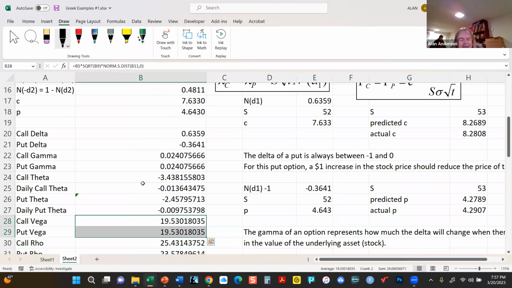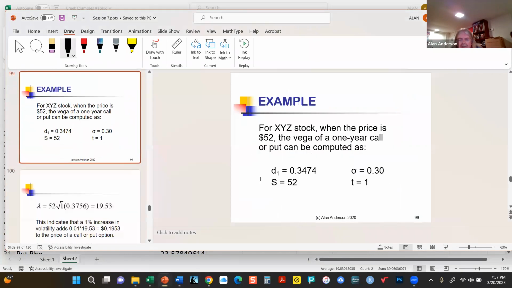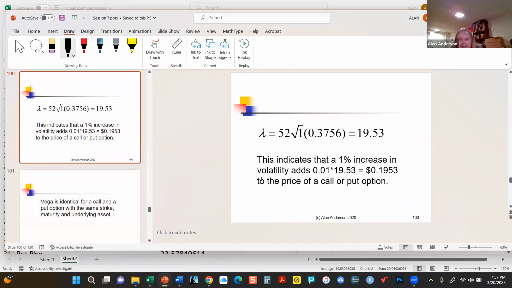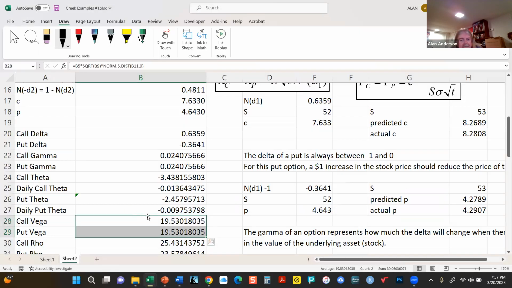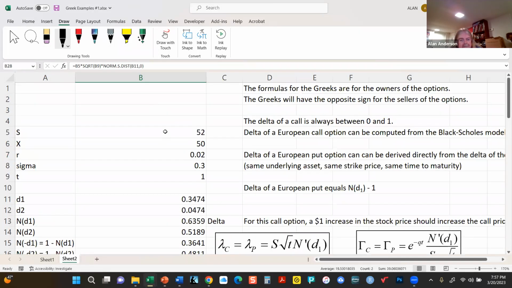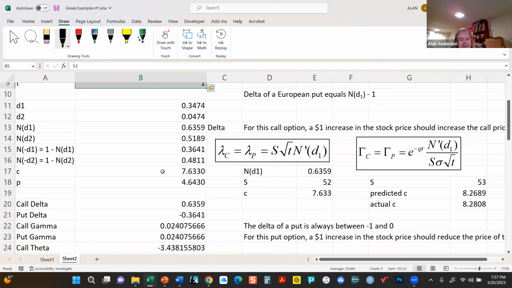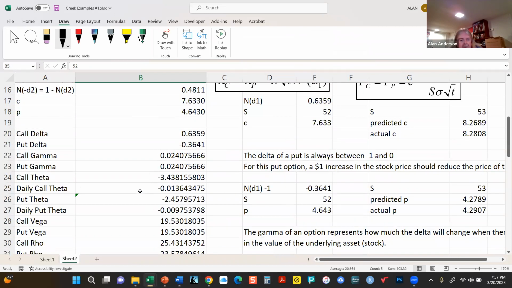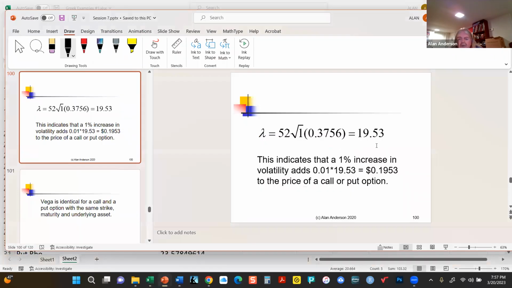So what does this number actually mean? 19.53, how do we interpret that? So this is just what I did here. It's the same example, and these are all the other Greeks, they're all here. And so what we want to know now is, what does this number mean?